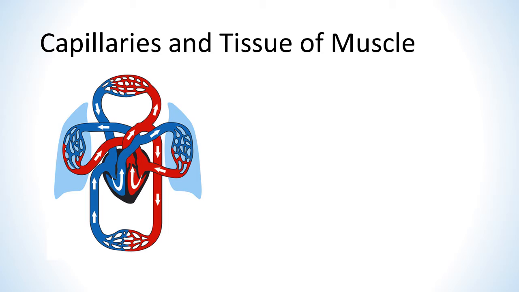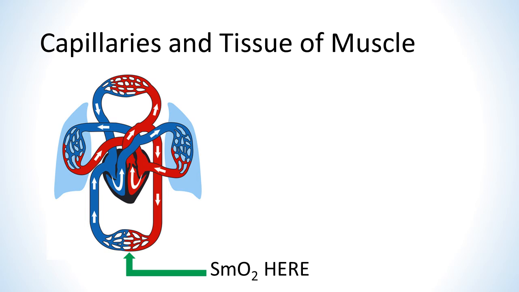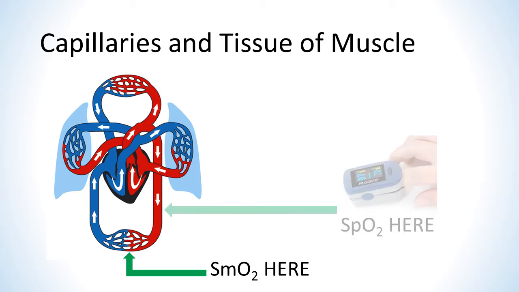The next aspect of the definition of SmO2 is the location of the measurement. This simplified diagram of the circulatory system shows the heart, lungs, brain, and skeletal muscle. SmO2 is measured in the skeletal muscle, and more importantly, it's measured in the capillaries and tissues of the skeletal muscle. You can see on the diagram that the measurement is taken right where the blood changes from red to blue. This indicates that SmO2 is measured at the point where oxygen is being consumed. This directly leads to the concept of supply and demand for oxygen that's presented in the second half of this presentation. If more oxygen is being used than being delivered, the SmO2 will go down.